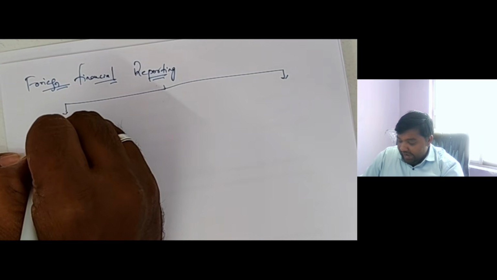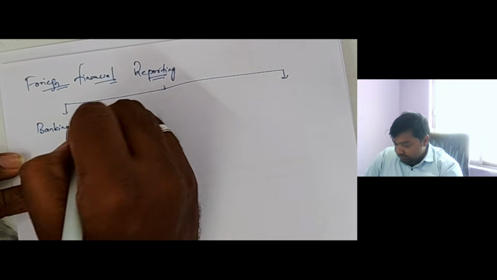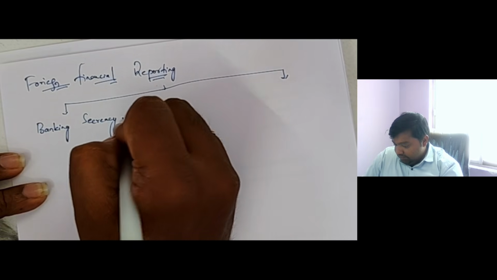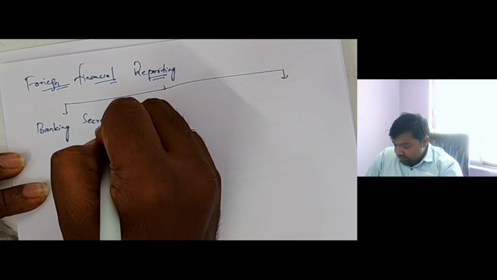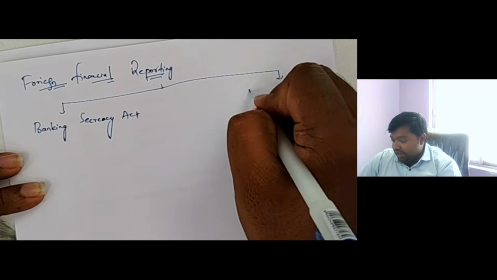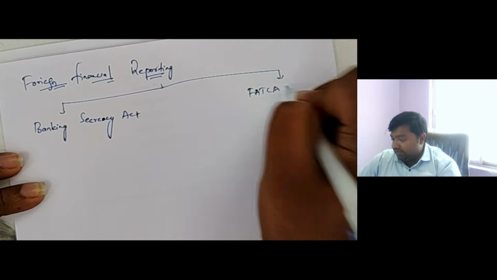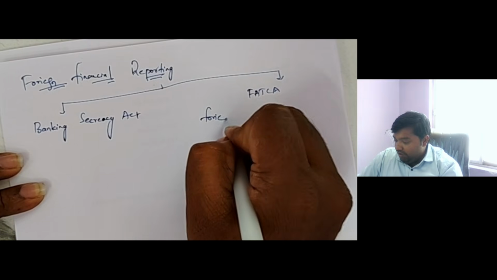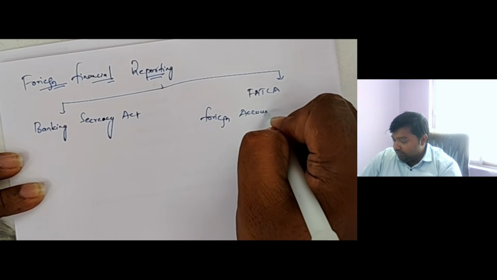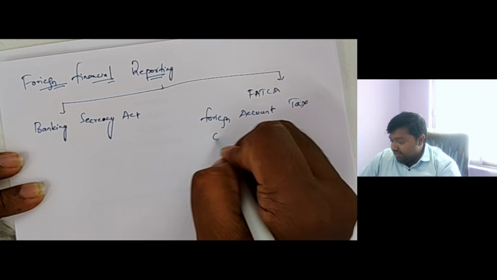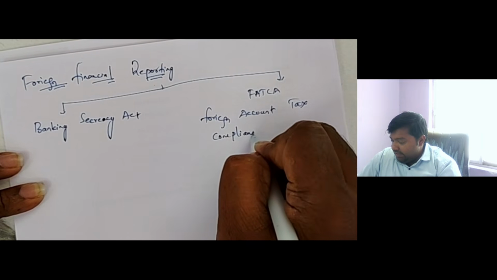One is under Banking Secrecy Act. Another one is your FATCA, Foreign Account Tax Compliance Act.